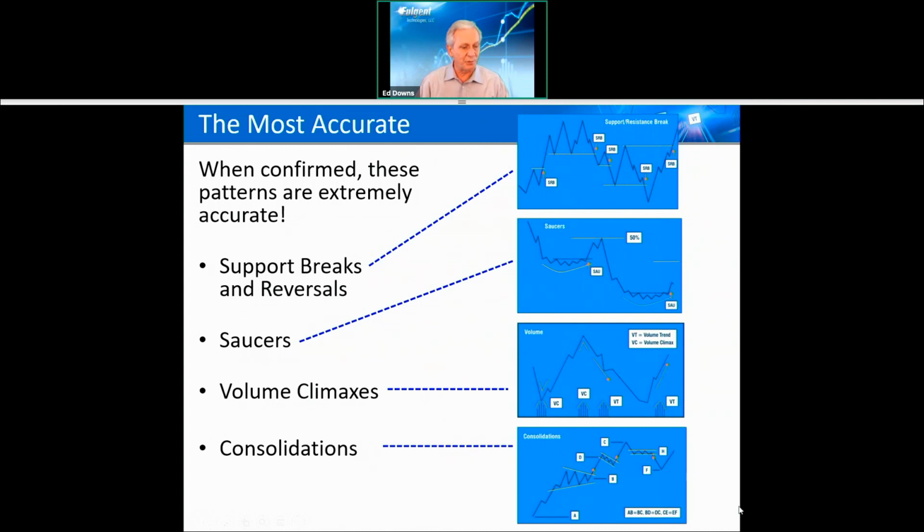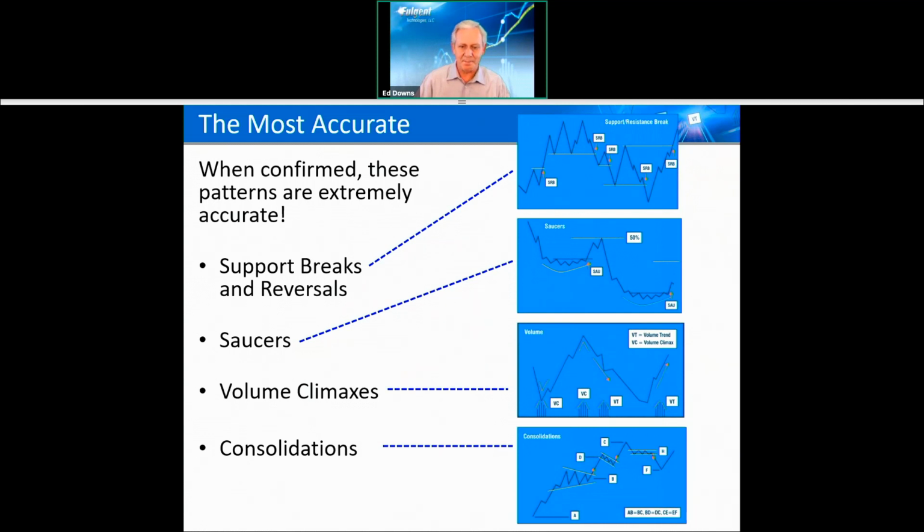I believe these four are the ones that are really dynamite. You've heard me mention this: the saucers, we saw how awesome they were, rounded tops, support resistance breaks, dynamite, especially if they take off and there's volume behind them. Volume climaxes, an incredible pattern. We looked at that, and consolidations. The other ones, the trend line breaks and such, are also very, very good. But these are the ones I would tend to specialize in if you're looking for just the best ones.